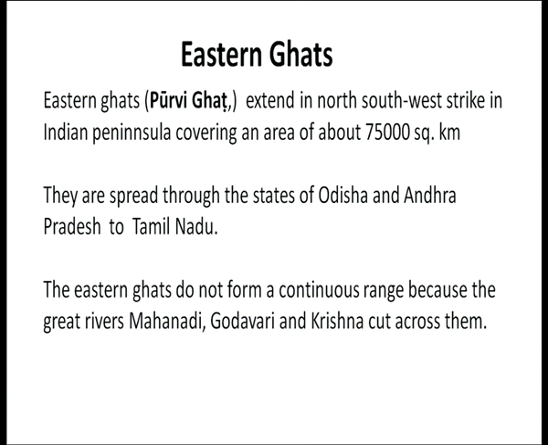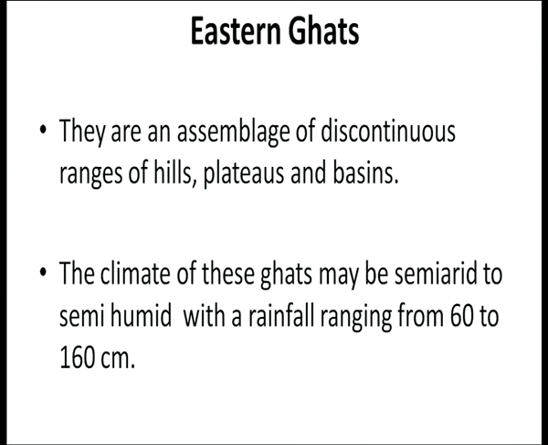Now, we come to the Eastern Ghats, which are also known as the Purvi Ghats. They extend from north to south, west and strike up to the Indian peninsula, covering approximately 75,000 square kilometer area. They are spread through the states of Odisha, Andhra Pradesh and Tamil Nadu. These Eastern Ghats do not form a continuous large range because the great rivers like Mahanadi, Godavari and Krishna cut across them. They are an assemblage of discontinuous ranges of hills, plateaus and basins.